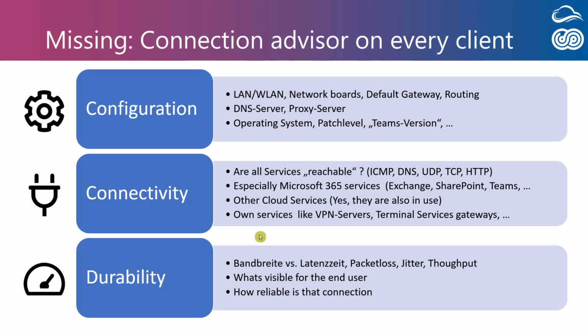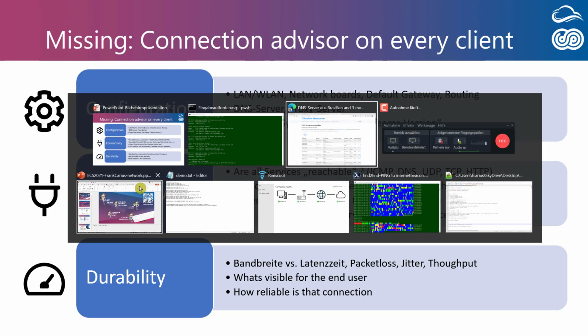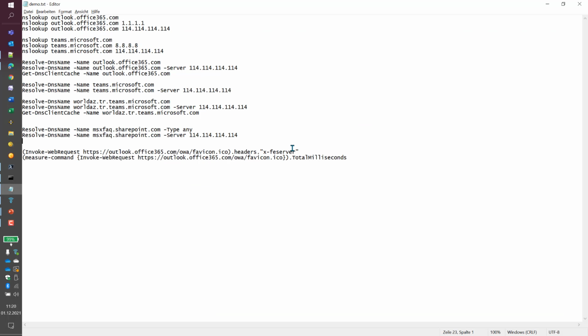Check it. Do an HTTP request against Outlook and get the feedback about the Exchange front-end server back. Which server was answering. It's a simple PowerShell command. It's nothing more than this one.